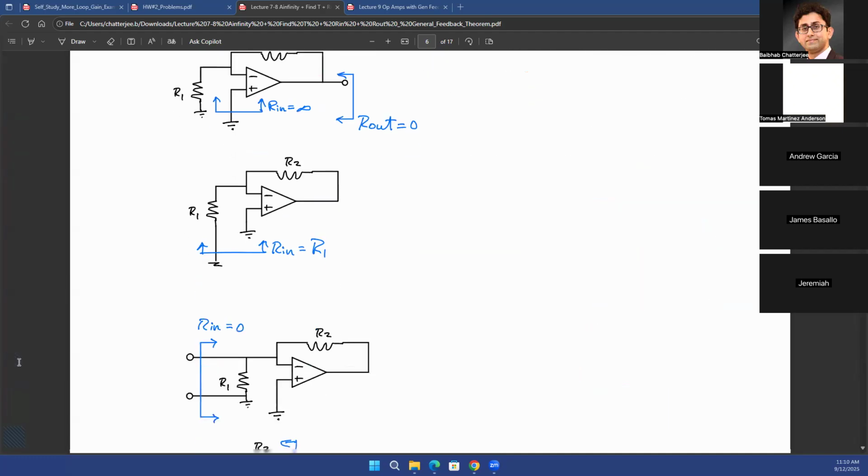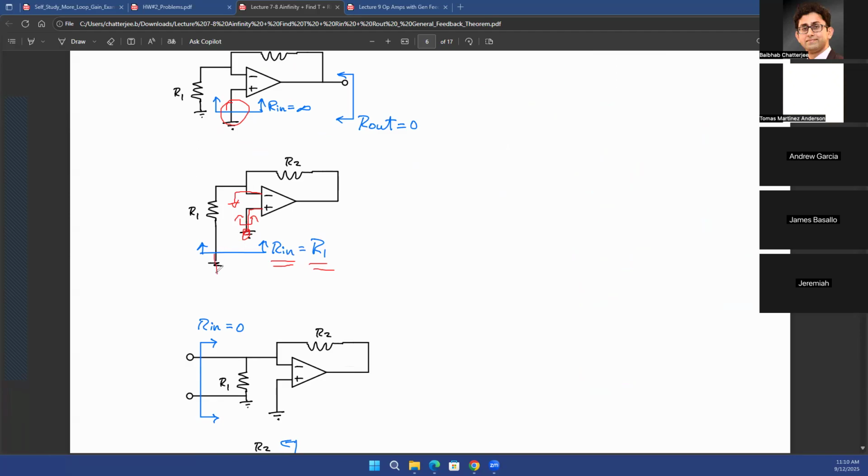Okay, so let's take a look at a few other examples. Now, in this case, instead of looking into the terminal we did for the previous scenario, we are looking at the negative input of the op-amp, the inverting terminal. And now we're saying that Rin is equal to R1. It's not infinity anymore. Why? Because your non-inverting terminal is an AC ground. This is a negative feedback circuit, which means that due to the virtual ground property, the inverting terminal will also be virtual ground or AC ground, right?